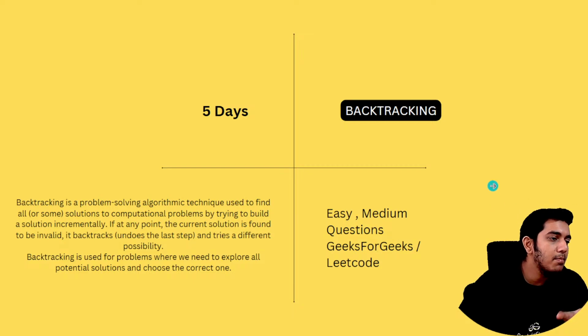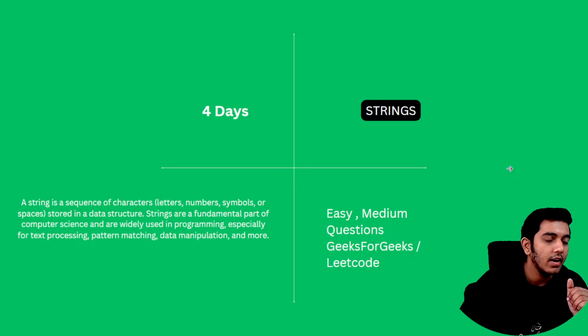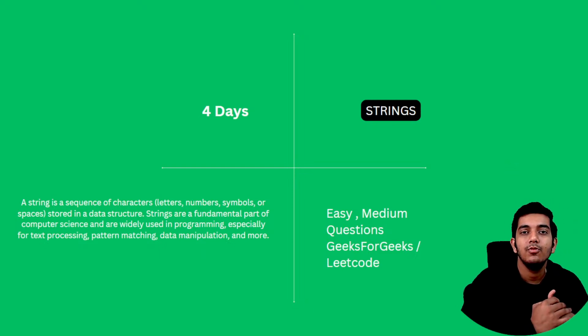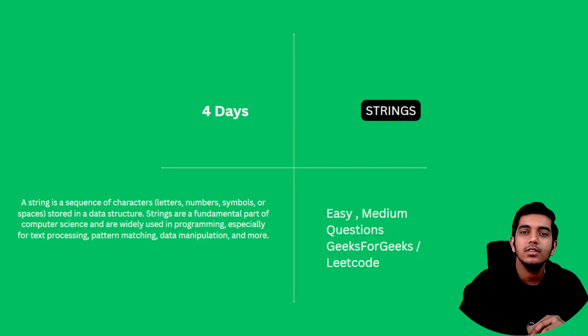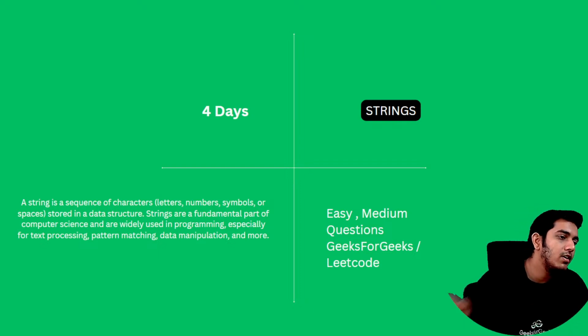Then after that, learn backtracking, with easy and medium questions. In backtracking also, this is just a concept; you are going to mostly solve problems in it. Then after that, a very important concept, which is string. It's a data structure, a sequence of characters. We have different characters, letters, numbers, symbols, etc., stored in the data structure. Strings are a fundamental part of computer science and widely used in programming.